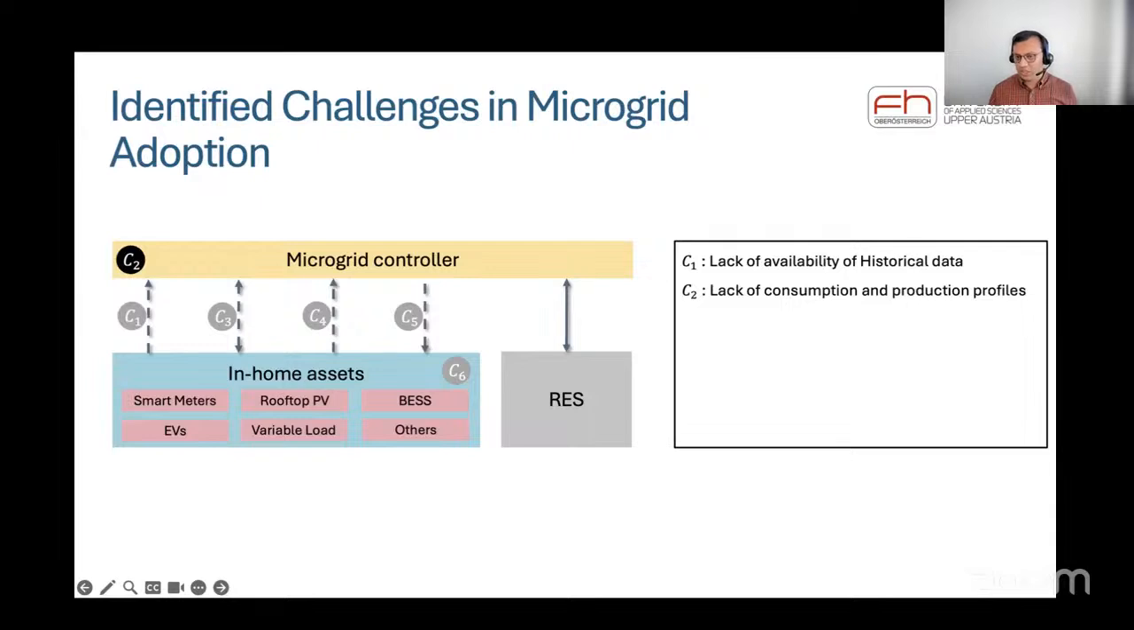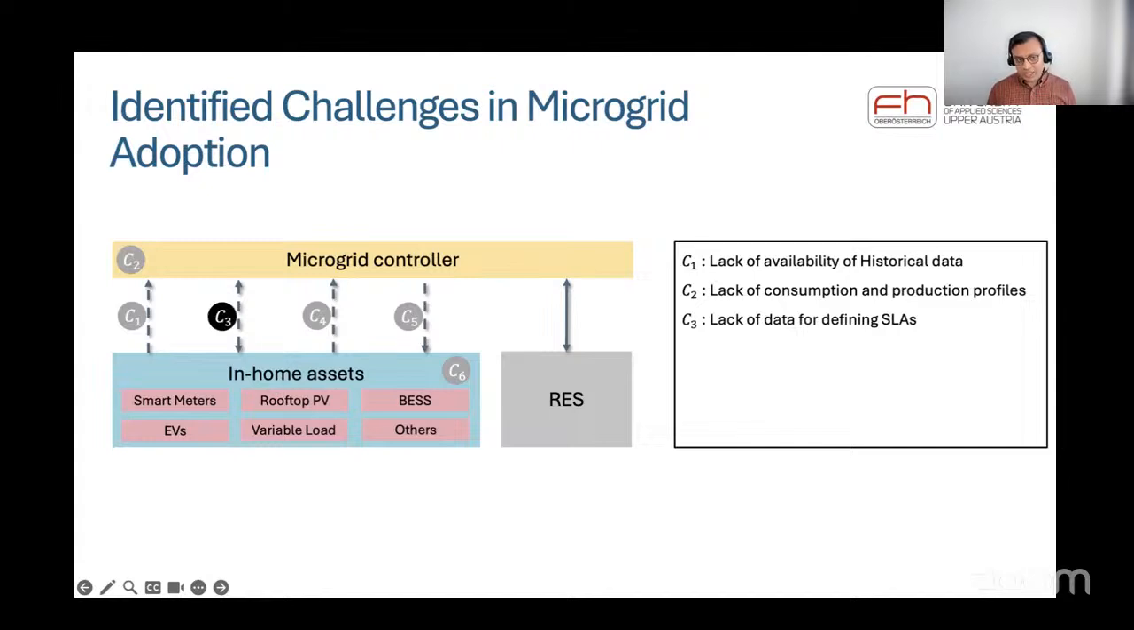And these serve as crucial inputs for estimating the day-ahead demands and identifying the specific demand side management services, for example, peak shaving, valley filling, and so on, that may be required to optimize the microgrid.